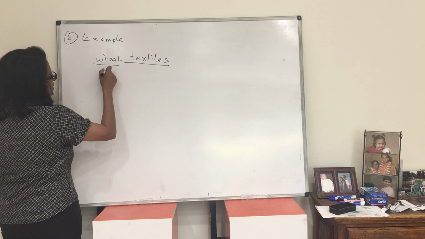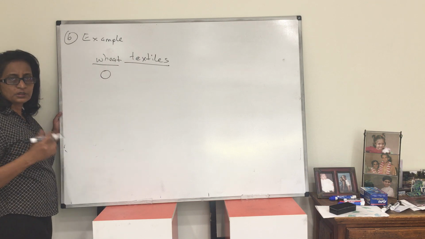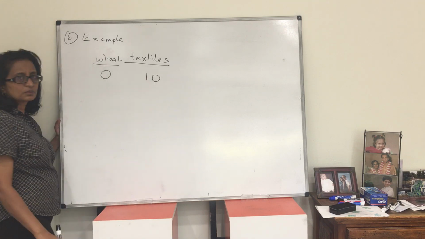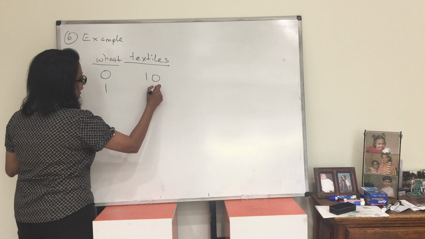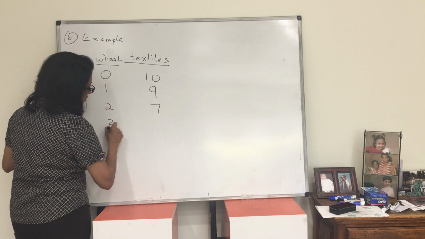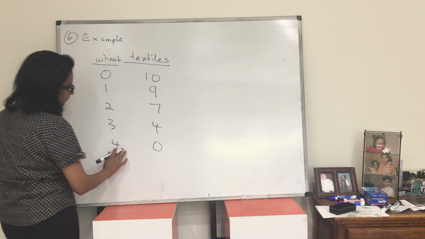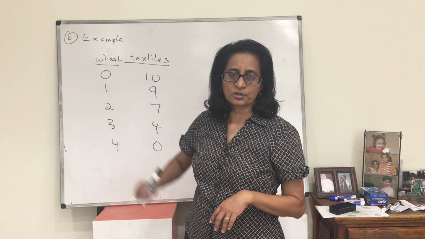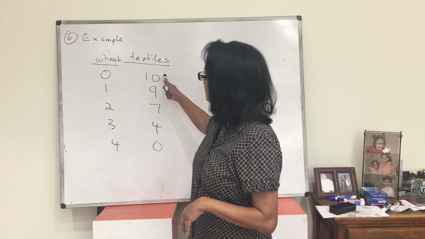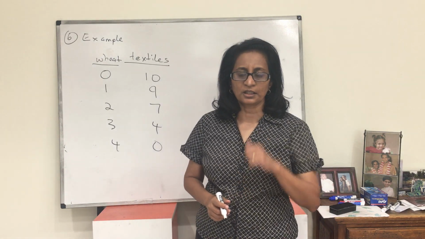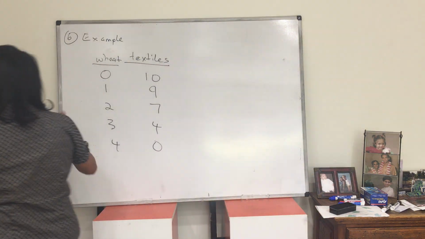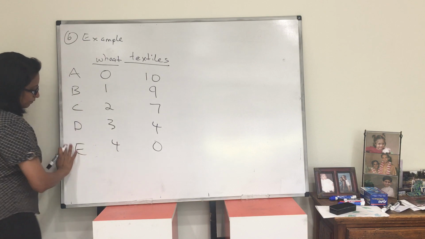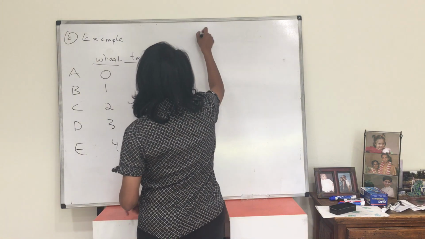So let's say if they make 0 billion bushels of wheat, you can make 10 textiles. So 1 and 9, 2 and 7, 3 and 4, 4 and 0. Okay? This is in billions of bushels of wheat, and this is in textile pounds of clothing. I'm going to put A, B, C, D here for points, so when I talk about a particular point, I can tell you. This table is called the production possibility table.